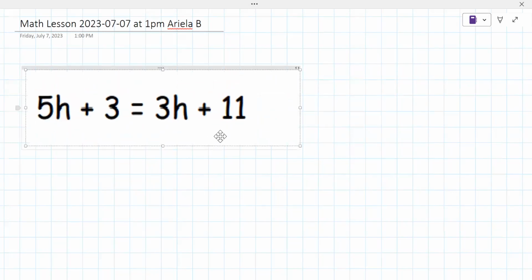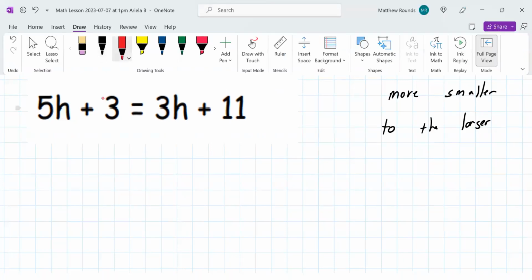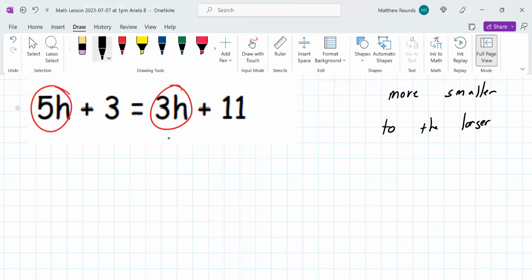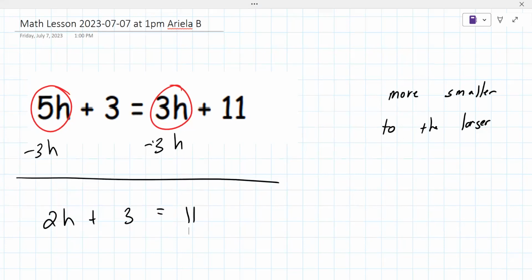Here we go. So the general idea here is you move from the smaller to the larger. What I mean by that is you're deciding between 5h and 3h: which is smaller, which is larger? Sorry, 3h is smaller. So you would move the smaller to the larger: you subtract 3h from both sides. 2h plus 3 equals 11, like that.